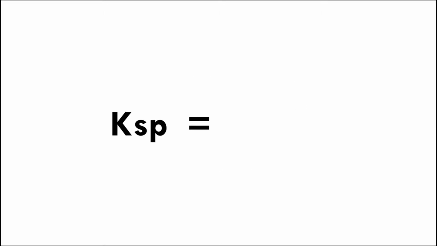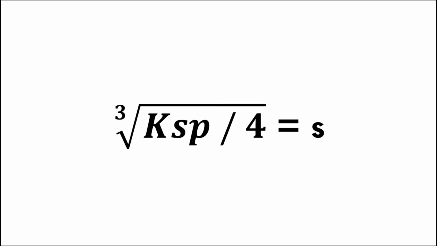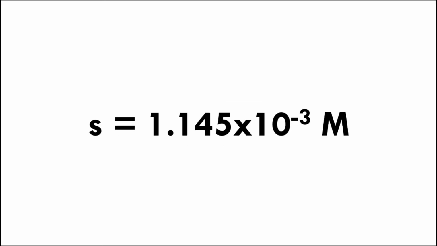So when we are given that the KSP of magnesium fluoride is 6 times 10 raised to the negative 9, it will give us the final expression of KSP equal to 4S cubed. To calculate the molar solubility, we divide the KSP by 4 and get the cube root of the quotient, which gives us the answer.